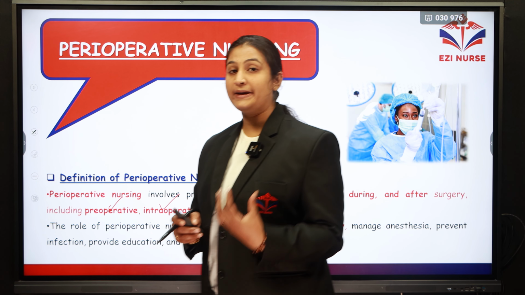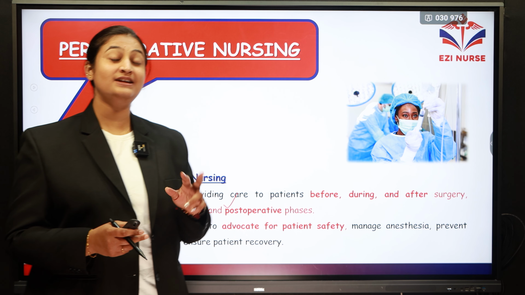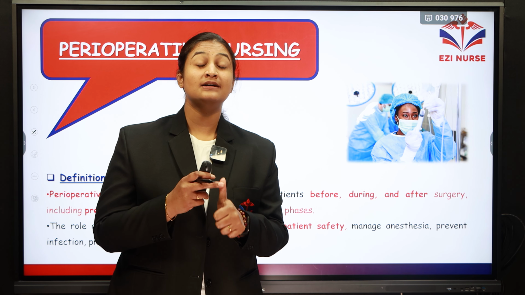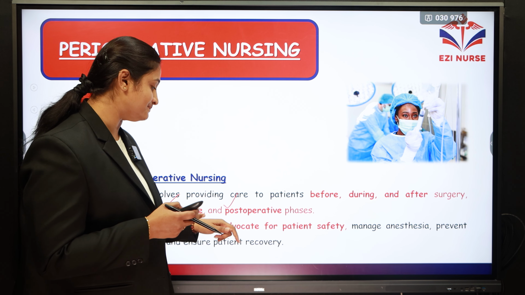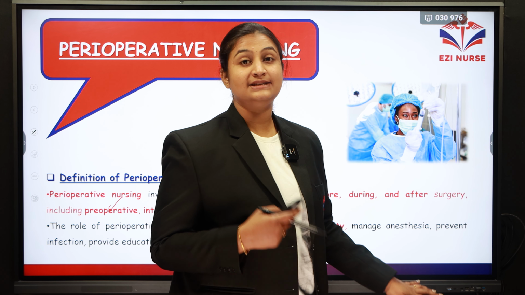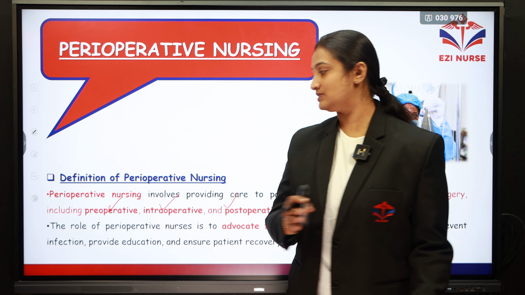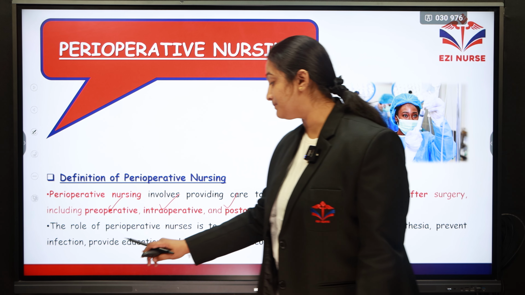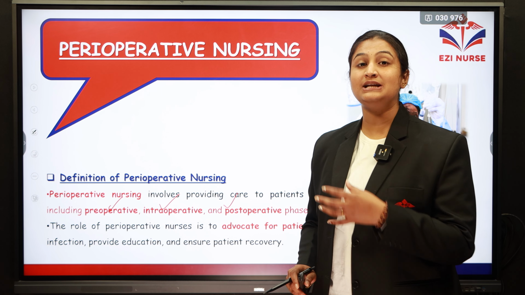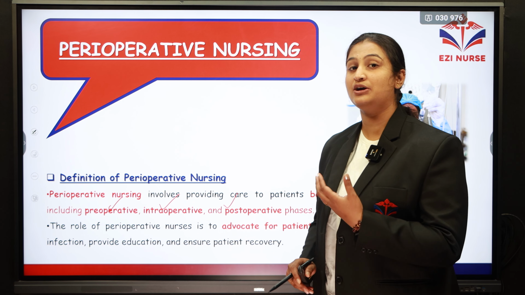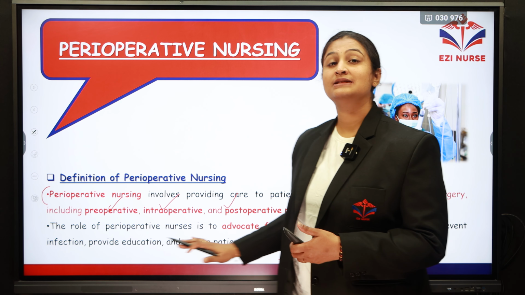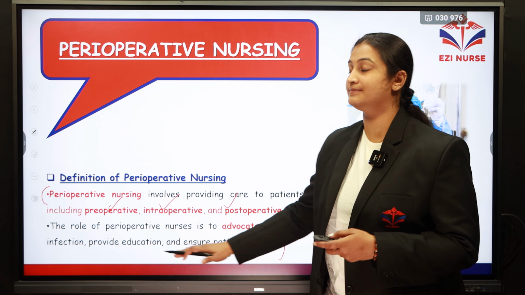The role of perioperative nursing is very crucial, covering the pre-op and intra-op phases as well. It is an advocate for the patient's safety, it manages anesthesia-related aspects, controls infections, provides education and ensures the patient's recovery. So this whole is constituting a definition for perioperative nursing. Everything must be mentioned while you are writing your exam. So this will fetch you 2 marks completely.